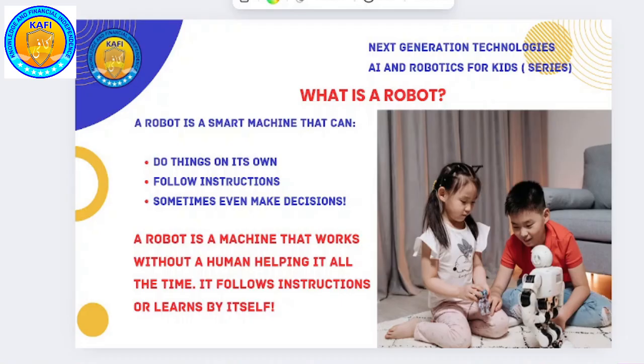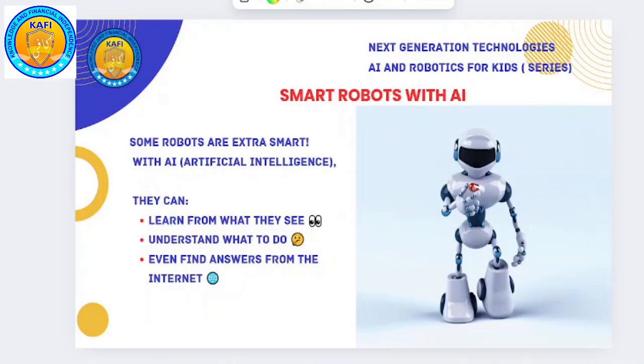Without any instructions. A robot is a machine that works without a human helping it all the time. It follows instructions or learns by itself. It can learn by itself as well. We are going to discuss that later. This is a smart robot with AI. How it learns? Some robots are extra smart. How? They use artificial intelligence, AI.